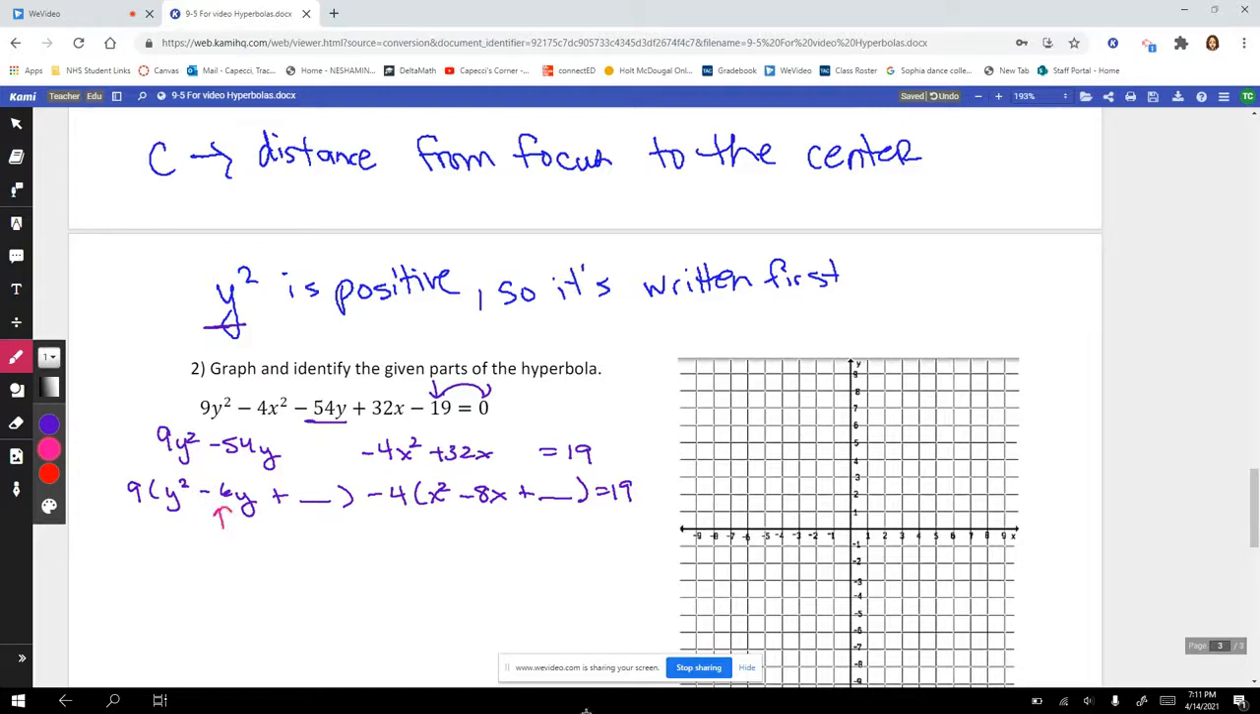Okay, so completing the square. Half of -6 is 3. 3 squared is 9. So if I take 9 times 9 here, then I'm going to add 81 to the other side. So this becomes 9 times the quantity of y minus 3 squared. Same thing for the other side. I have half of -8 is -4. -4 squared is 16. Okay, I have -4 times 16 is -64. So I have -4, x minus 4 quantity squared. Now, when I add 19 plus 81 minus 64, I end up with a positive 36.